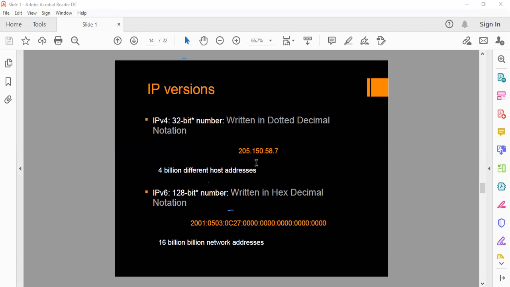The IP version 4 octets are separated by dotted decimals. It means we will put a dot between these octets.